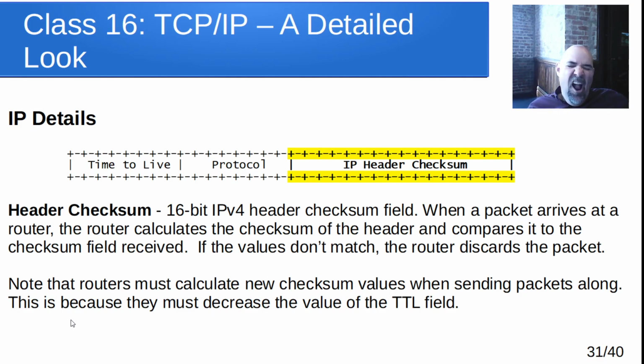And notice that as routers route your packet, they're constantly changing that IP header checksum. And it's important to note here that the IP header checksum is just for the header portion of the IP packet. It doesn't include the data or the TCP stuff or anything down inside of there.